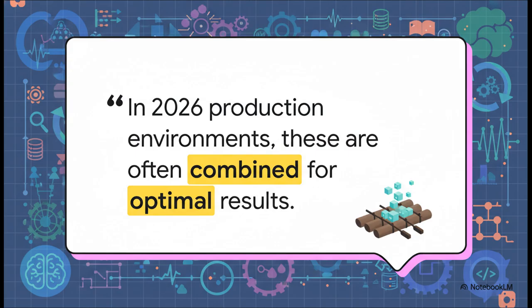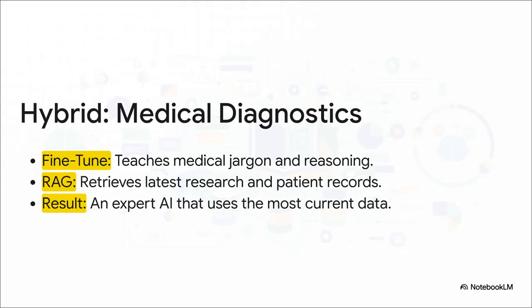The idea couldn't be simpler. You fine-tune the model for the style you want, and then you use RAG to feed it the real-time knowledge it needs. Let's make this real. Look at medical diagnostics. First, you'd fine-tune a model to understand all that complex medical jargon and to reason like a doctor. And that's the style part. Then, you use RAG to pull in the absolute latest research papers and, crucially, the specific patient's medical records. What do you get? You get an AI expert that not only talks the talk of medicine, but also has the most current, relevant data at its fingertips.